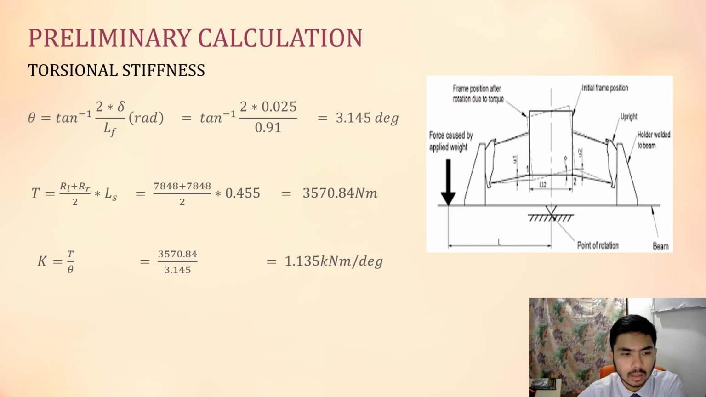So next, RL and RR is the load that is applied on the chassis, which is divided by 2 because there are two sides, and LF is half of the value of LF. So we only calculate half of the lateral chassis here. So from this calculation, we are able to calculate the torsional stiffness, and the value is 1.1353 Newton.